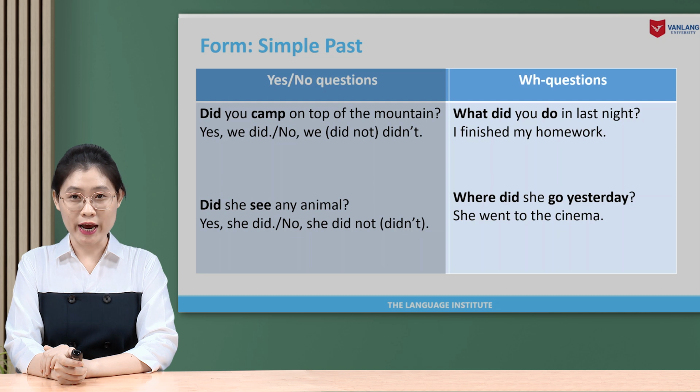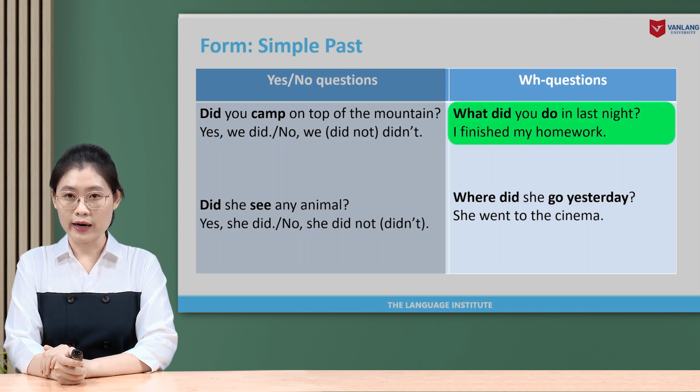So now, let's check the structure of WH questions. In communication, we need to ask WH questions to ask for more information from other people. And in this case, you will put the WH word at the beginning of the questions. For example, what? And then the rest of the structure in the sentence is similar to the yes/no question. For example, what did you do last night?